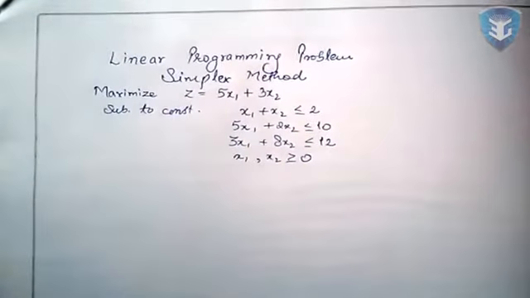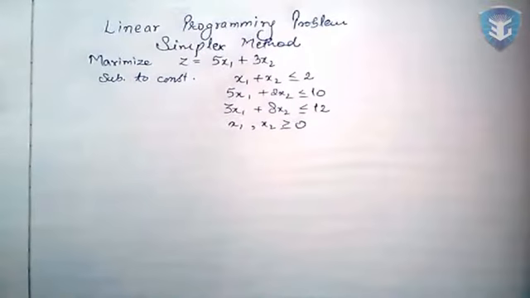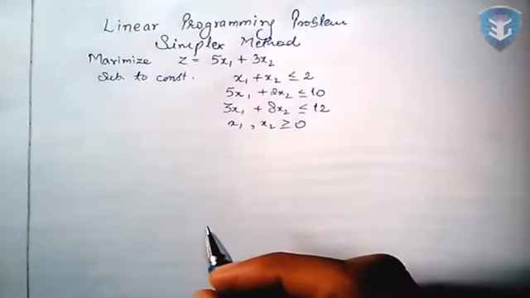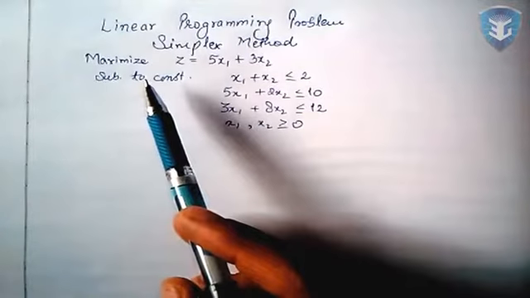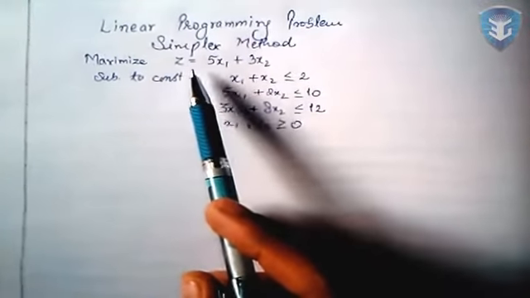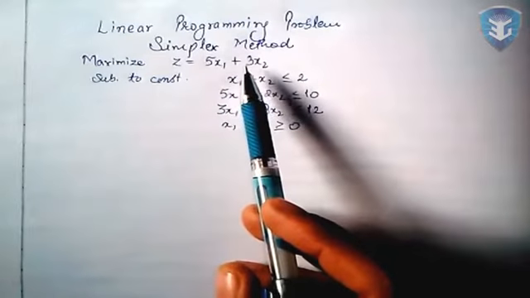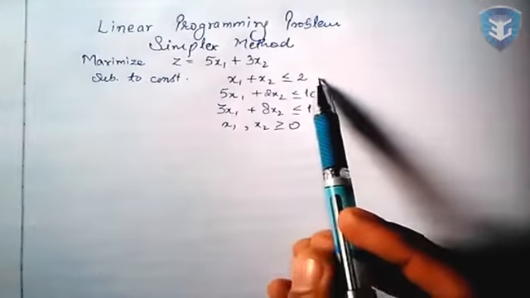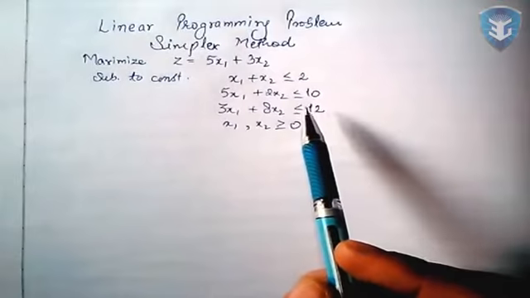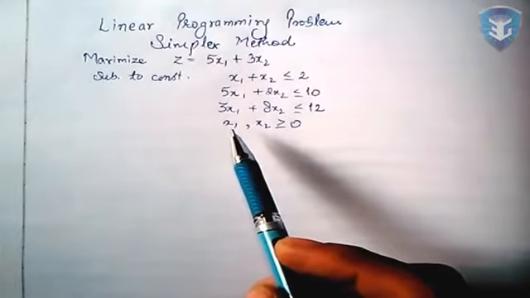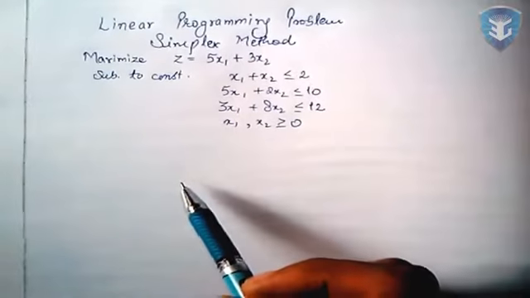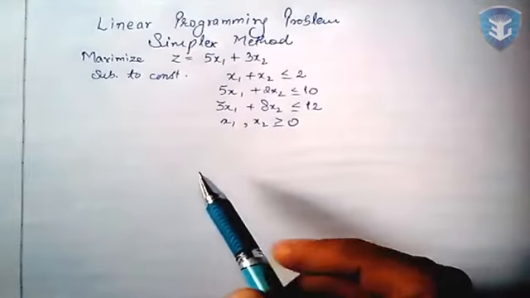Hello friends, in this video we'll learn how to solve a linear programming problem using the simplex method. Let's say we have a linear programming problem as z equals 5x1 plus 3x2, and these three inequalities are the subject to constraints, and the non-negative restrictions are x1 and x2 greater than or equal to 0.